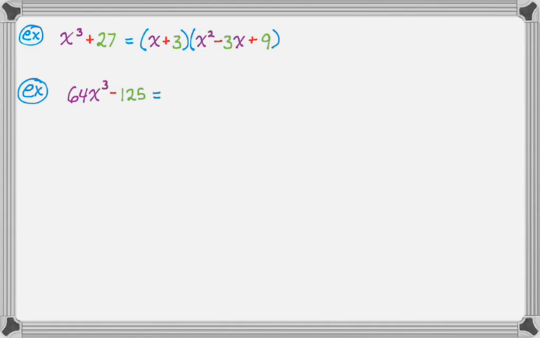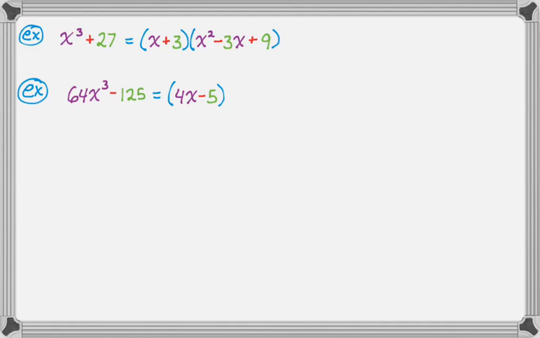Let's try another one. Say we want to factor 64x cubed minus 125. First I need to know the cube root. So the cube root of 64 is 4, and the cube root of x cubed is x, and the cube root of 125 is 5. So I'm really working with 4x and 5 here. So it's going to be the quantity 4x. Now it's the same sign, so minus, and then 5.